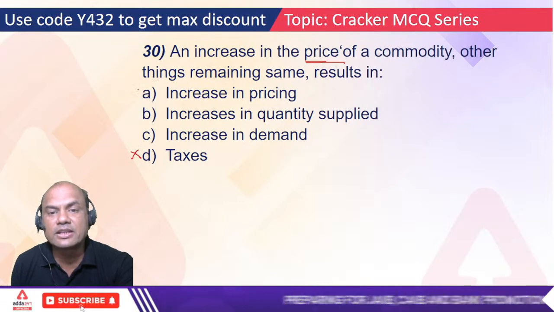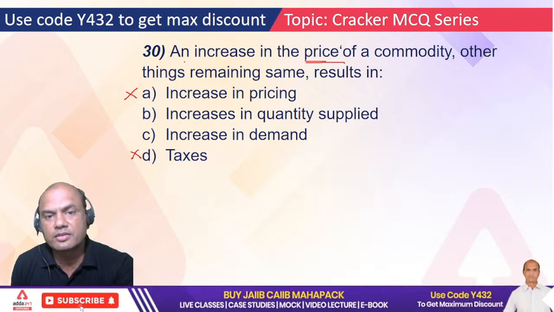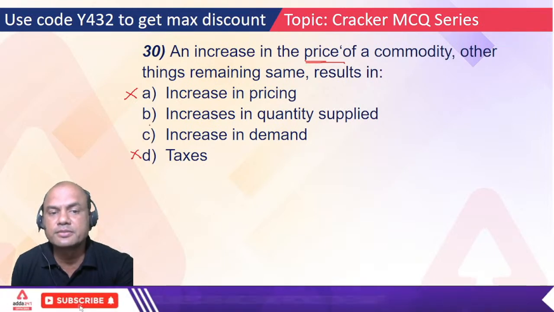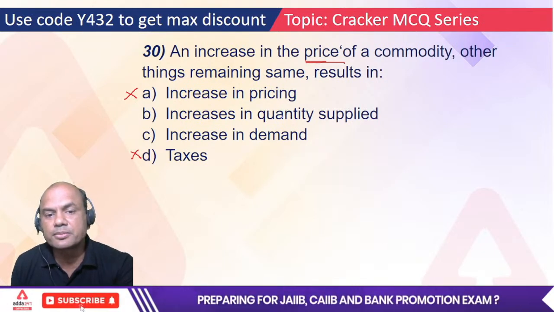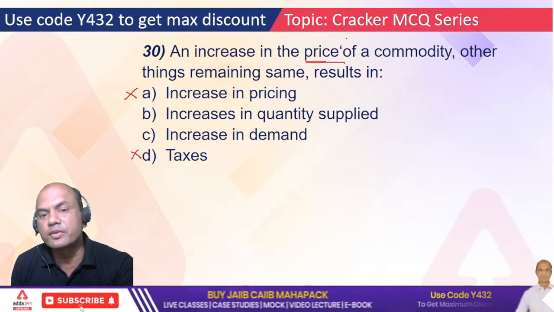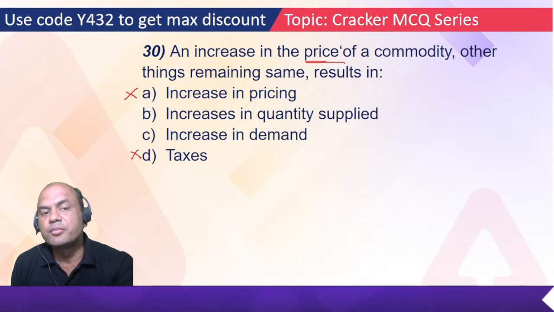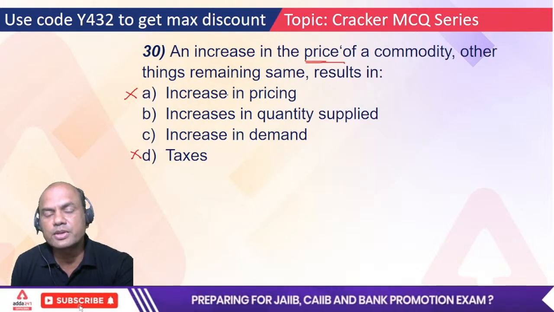Increasing pricing is out, because that's already in the question. So B and C only: increase in quantity supplied and increase in demand. So what will be the correct answer? Type B or C. Fast.